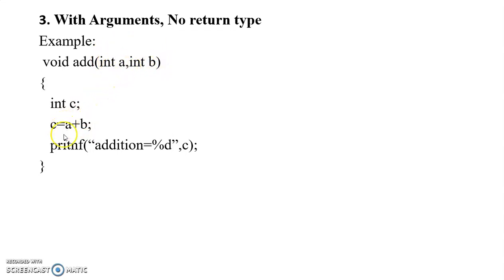Fine. After that, after performing the operation, here we are using the printf function. Why? Because my return type is void. That's why. Now we'll move to the next type.